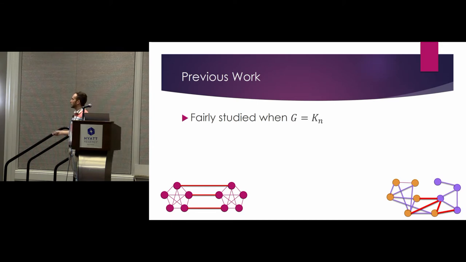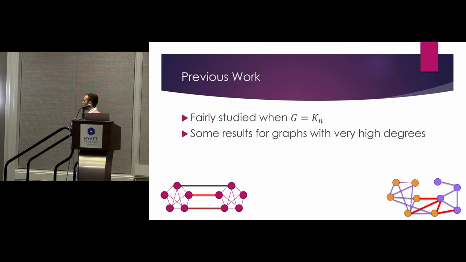So what was previously known about these things? Actually this was fairly studied only when the original graph you sample from is the complete graph. So basically you sample a graph where each node can pick any k other vertices to connect to, and then the connectivity of this thing was studied and so on. This was also studied with some results for graphs with very high degrees. By very high, I mean something like at least n over 2. But there are no results for general graphs.